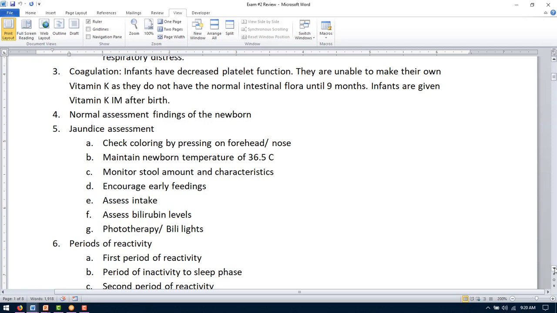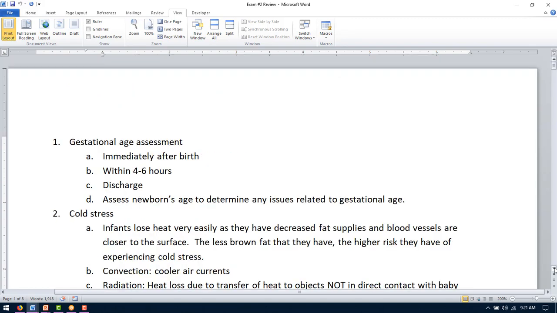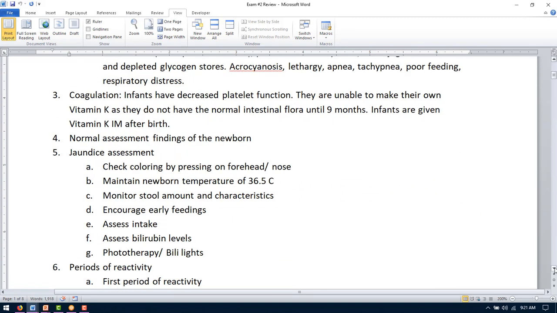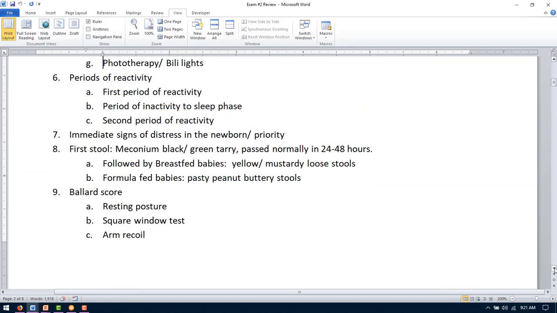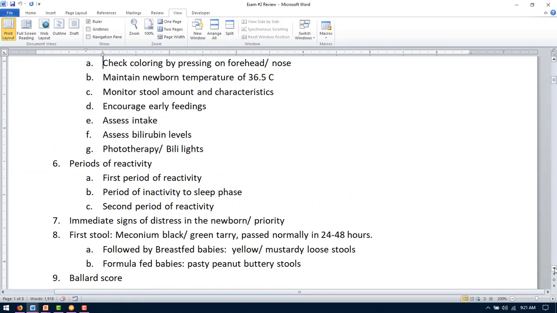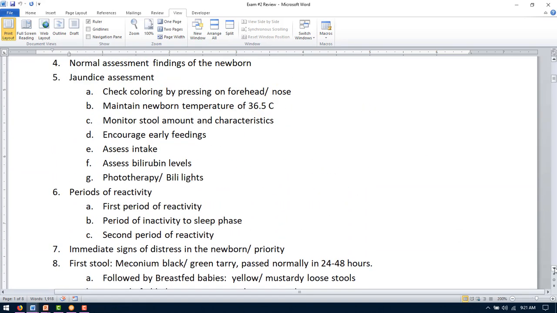Know your normal assessment findings. Jaundice assessment. Make sure you're looking for jaundice in your babies. You can check by pressing on their forehead, their nose.